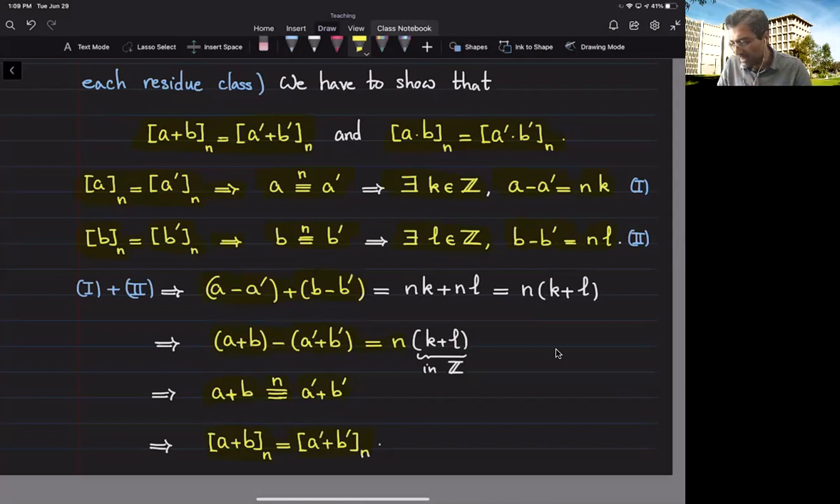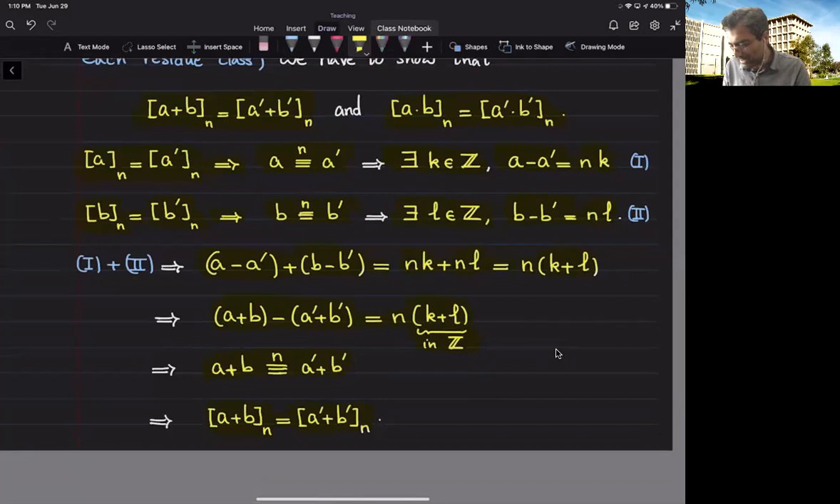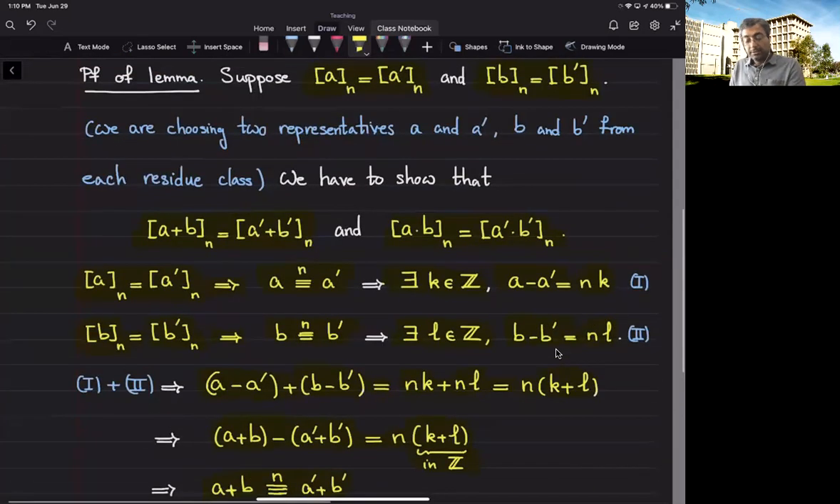But on the other hand, on the right-hand side, after adding the right-hand sides of 1 and 2, I get nk plus nl. I factor out n, I get n times k plus l. Again, k and l are integers, so their summation is an integer. That means this difference is an integer multiple of n, which means A plus B is congruent to A prime plus B prime modulo n, which is exactly what we needed. We do the same logic to show the other one.